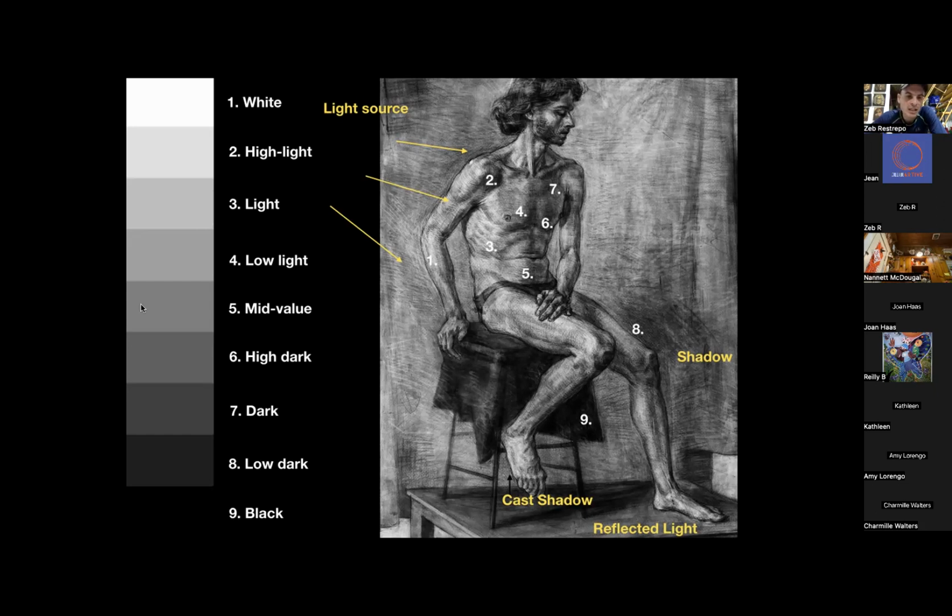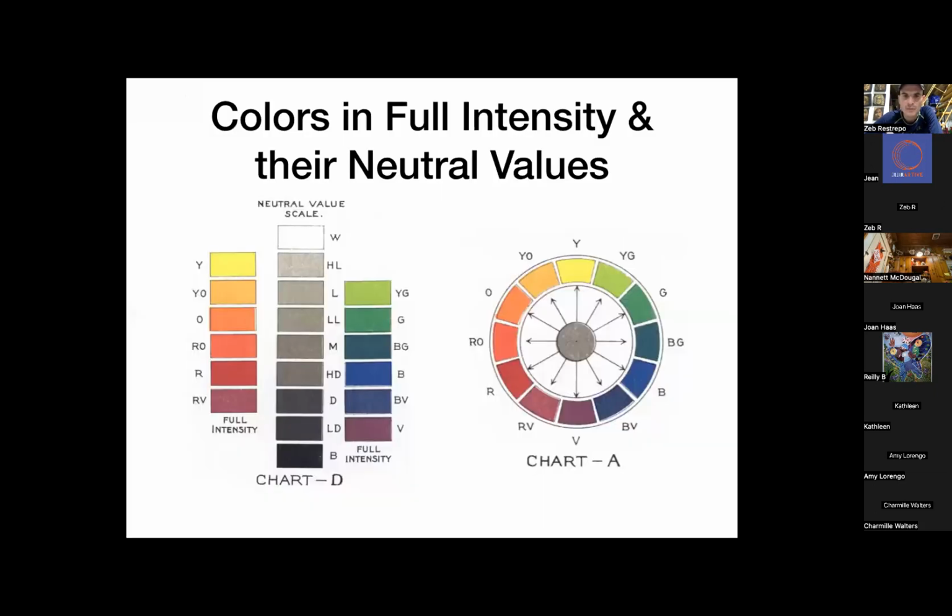But nonetheless, here we have this 9-step value scale on the left, and here we have just a figure drawing rendering of a model that I sort of found online. You can see that some of the shadows here, sort of on the right, are opposite to the light source, where the light source originates from. And then colors in their full intensity and their neutral values.